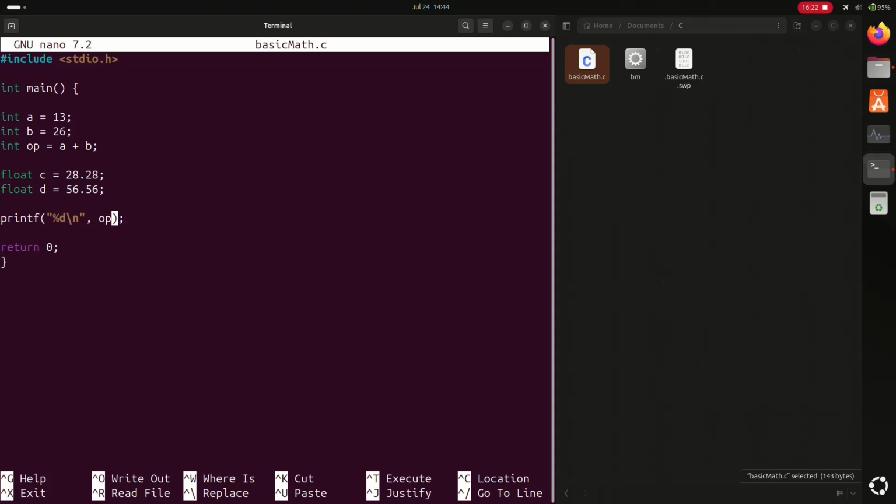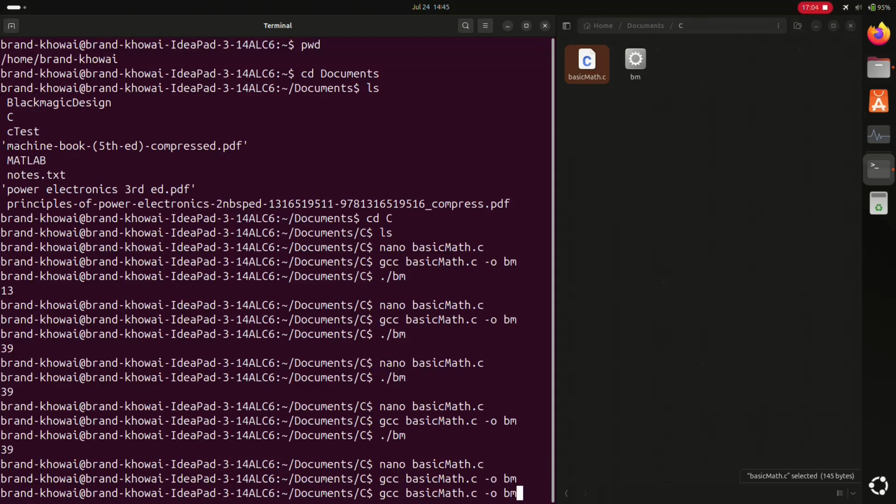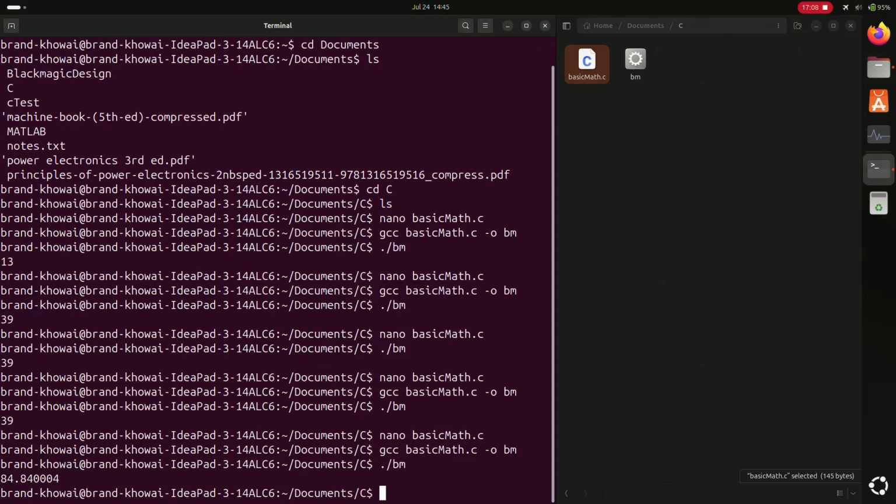Now we are going to do some stuff with floating numbers. See, percentage d is the placeholder for integer numbers only, not float or decimal numbers. So what is the placeholder for decimal numbers? The placeholder for decimal numbers is percentage f. If I again write c plus d, it outputs 28.28 plus 56.56. So what is the addition of both? Control X, Y, enter. Again compile, again run. So 84.84000. This is the output, which is correct according to me.